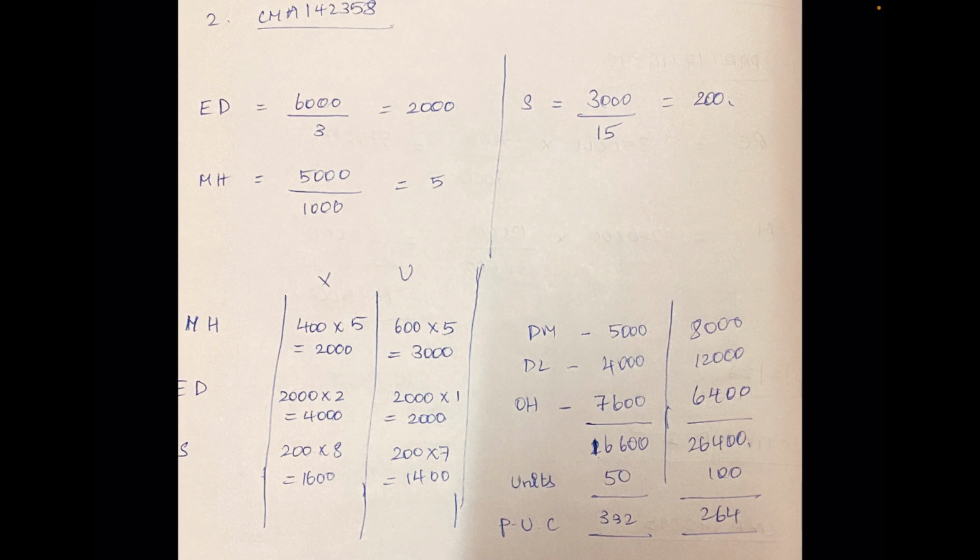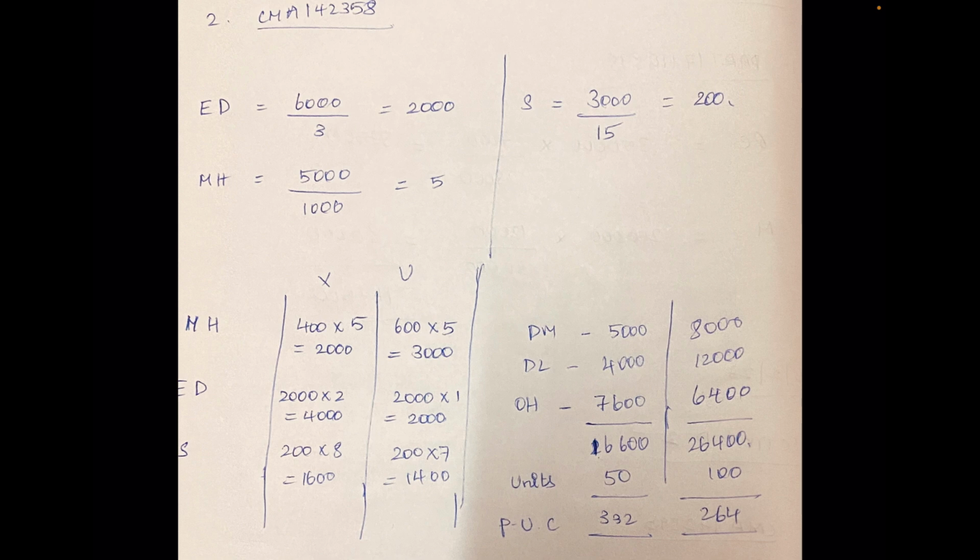Overhead cost allocated for material handling: the number of parts used for X-ray is 400 parts times the cost per part, that is $5. For ultrasound, it is 600 parts times $5.